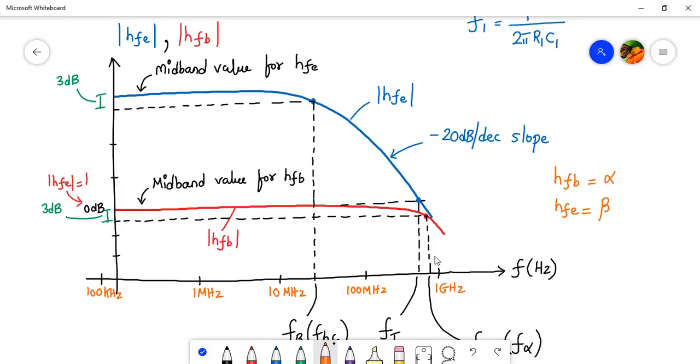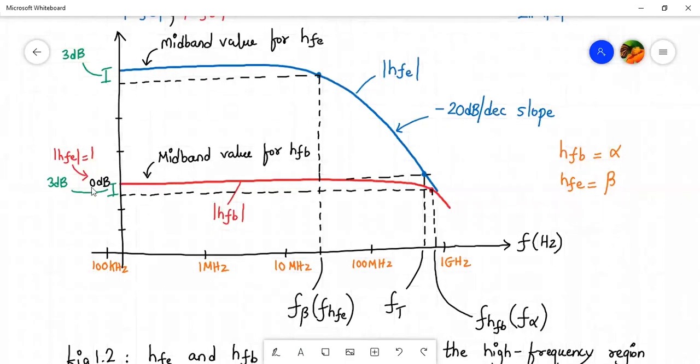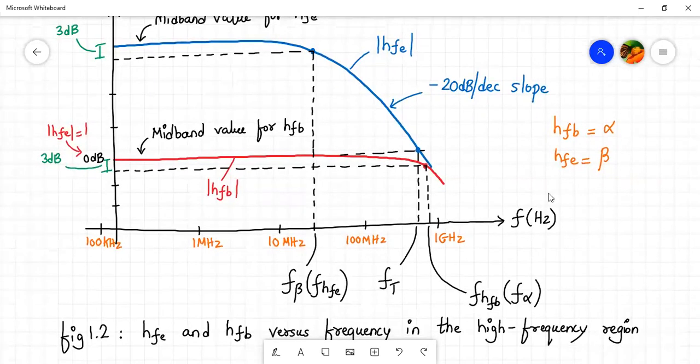Now as you can see, the cutoff frequency for HFB is much, much higher as compared to F beta, right? If you go 3 dB down below 0, here it will be minus 3 dB. This point over here is called FT, which is the transition frequency. This transition frequency is defined at 0 dB. At 0 dB, if you extrapolate the point, this is the transition frequency. Whenever the current gain becomes unity, we can define this transition frequency or unity gain frequency. In the HFB curve, when it becomes 3 dB down, that particular frequency is called F alpha or HFB cutoff.